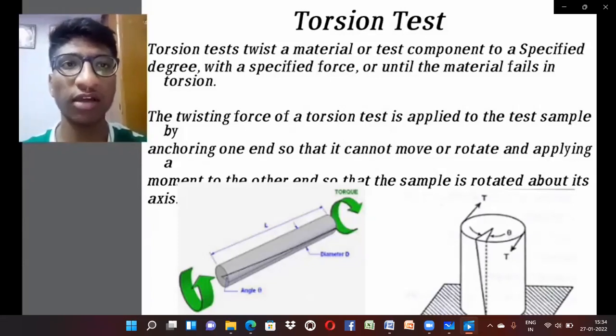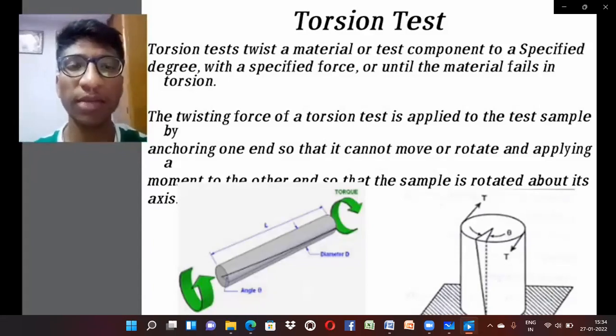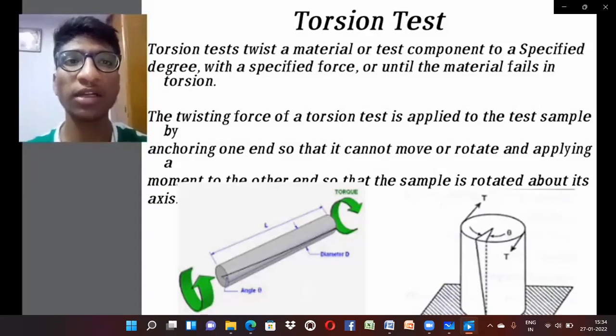So friends, I would like to explain the torsion test. That is, a torsion test twists a material or test component to a specified degree with a specified force or until the material fails in torsion. It means, guys, in the torsion test, here we see the diagram. A material can be twisted on both sides, but in the torsion test, we have only one movement to twist the material. I will explain the procedure of the torsion test later.